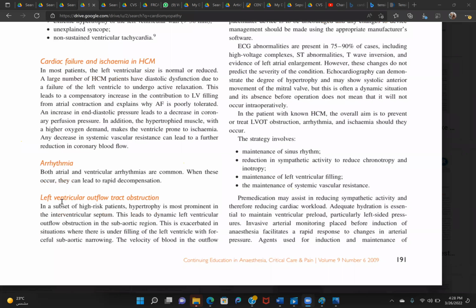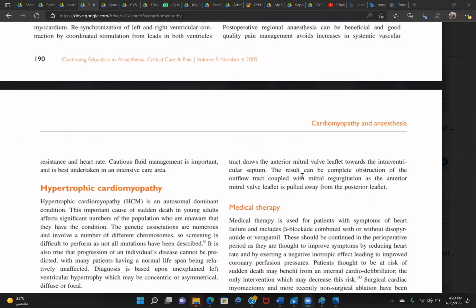You see left ventricular outflow tract obstruction in a subset of high-risk patients. Hypertrophy is most prominent in the interventricular septum. This leads to dynamic left ventricular outflow obstruction in the subaortic region. This is exacerbated where there is underfilling of the left ventricle with forceful subaortic narrowing. The velocity of the blood in the outflow draws the anterior mitral valve leaflet towards the interventricular septum. The result can be complete obstruction of the outflow tract coupled with mitral regurgitation, as the anterior mitral valve leaflet is pulled away from the posterior leaflet.